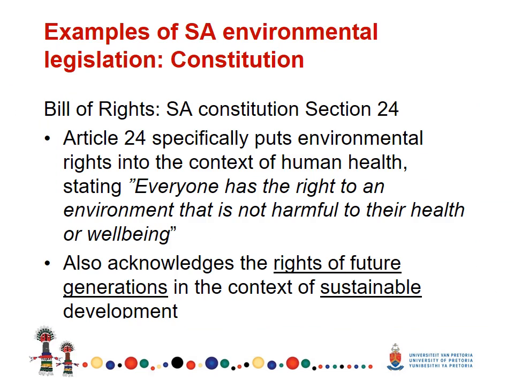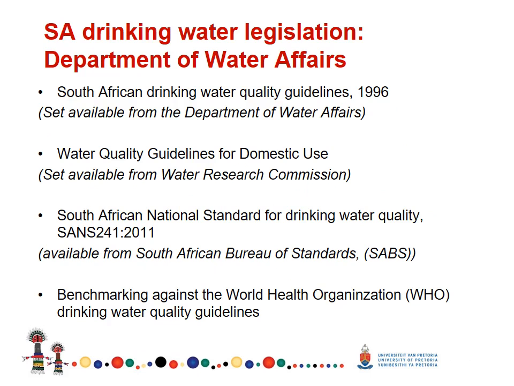Now some examples of South African environmental legislation. An important one is the Bill of Rights. That is Section 24 of the South African Constitution. You can also Google it if you want to read it completely. Here are some examples of legislation by the Department of Water Affairs.